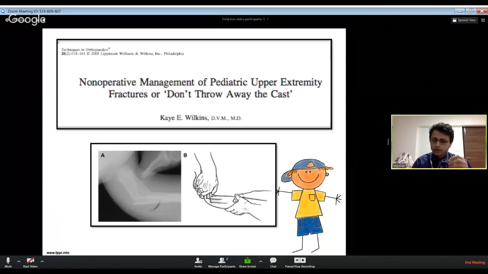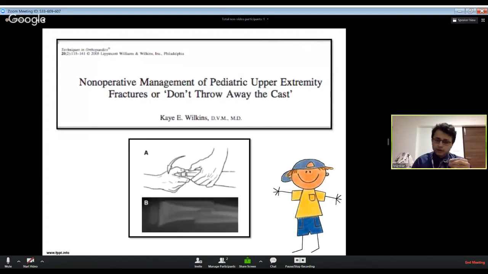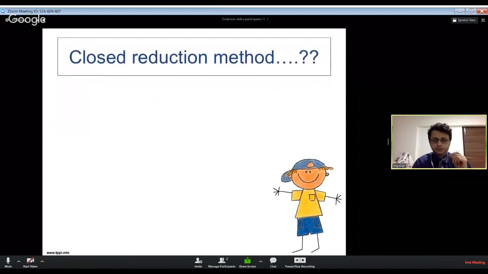You hyperdorsiflex almost 90 degrees, after which you run the distal fragment on the proximal fragment till you get a give way, and after which you volar flex the fragment so as to get a good reduction. This is easier said than done, and many a times you are unable to get good reduction in these fractures. So what do we do? Is there any other different way in order to reduce these fractures elegantly without causing more trauma to the child?